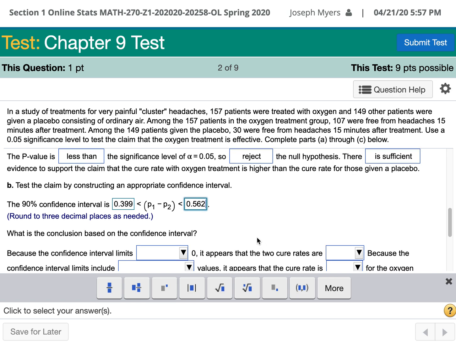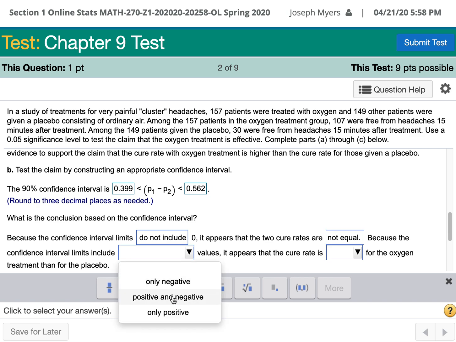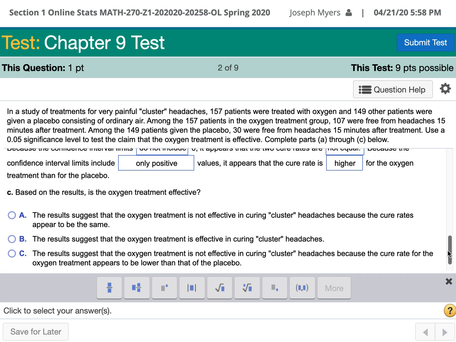The conclusion based on the confidence interval is that, because the confidence interval limits do not include 0, the two cure rates are not equal. It appears that they're not equal. We don't know for sure, but it appears that they're not equal. Because the confidence interval limits include only positive values, that means it appears that the cure rate is higher for the oxygen treatment than for the placebo.